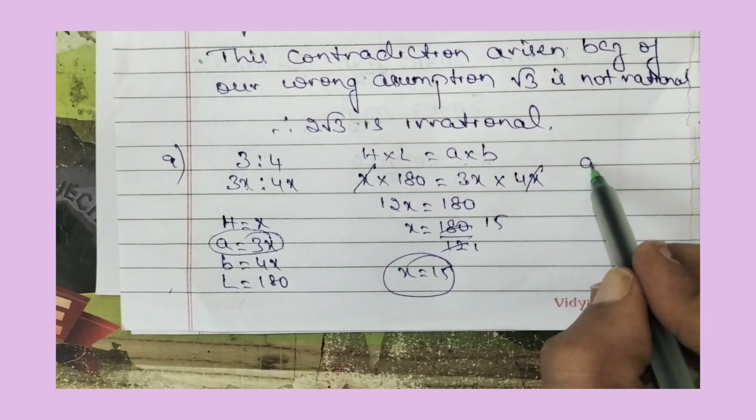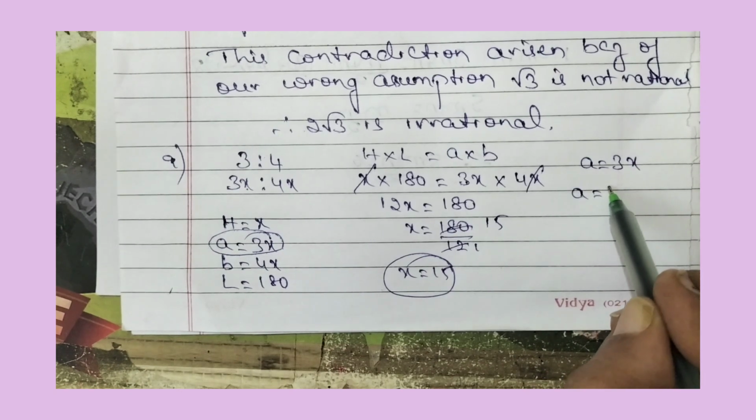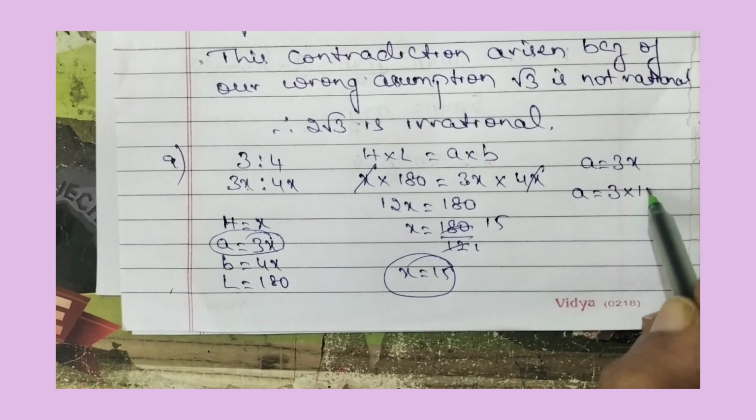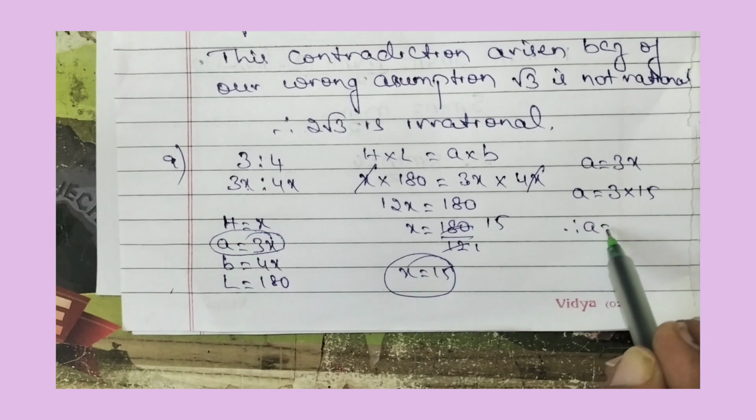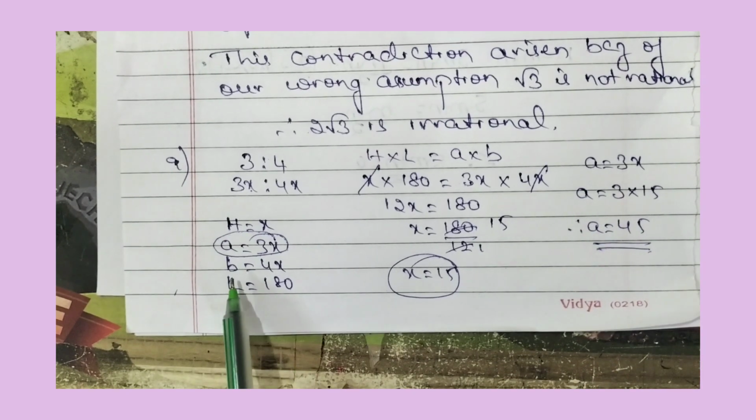We want A. A is equal to 3x. The first number is A, which is equal to 3x. 3 into x is 15. Therefore, the first number is 15 3s are 45. If they ask for the second number B, we can find out 4x. A is 3x, which is equal to 45. So like this, we have to find out the first number.